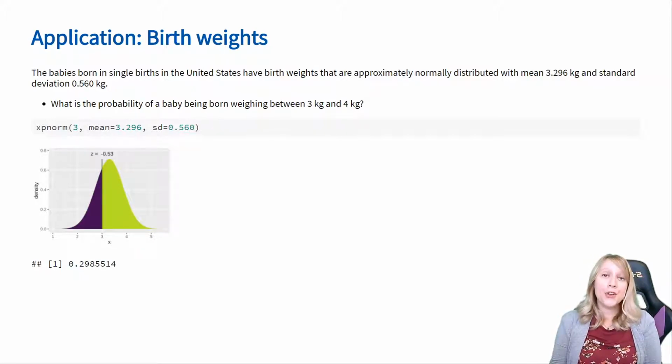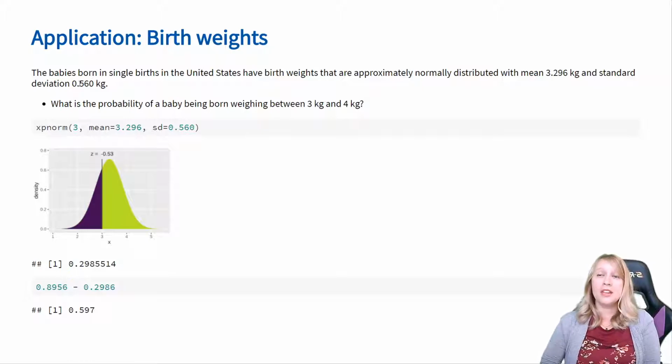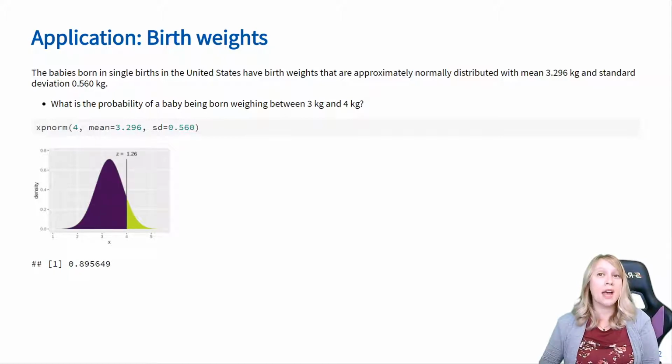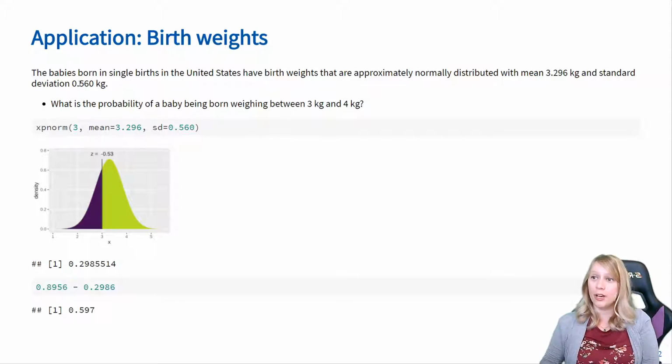We also know how to get the probability less than 3. So 29.86% of babies weigh less than 3 kilograms when they're born. So then to find the probability that a baby weighs something between 3 and 4, here's what we'll do. We'll take that bigger probability, the probability that the birth weight is less than 4, subtract away the part that we don't want, which is the probability that the birth weight is less than 3.